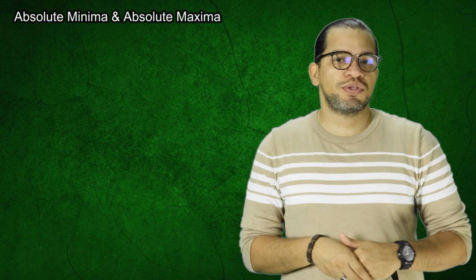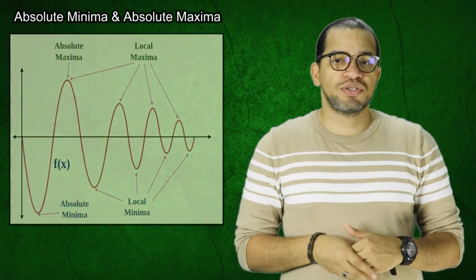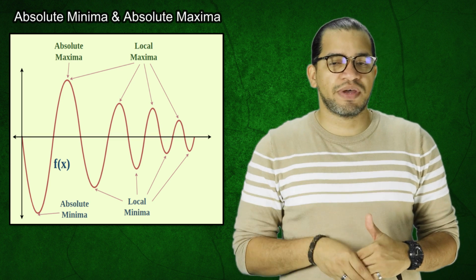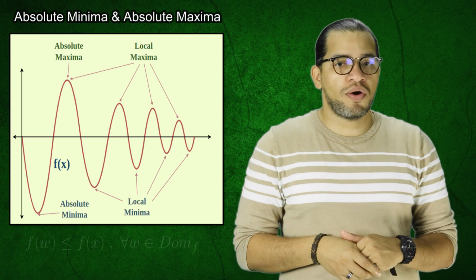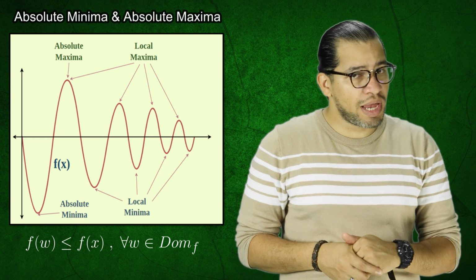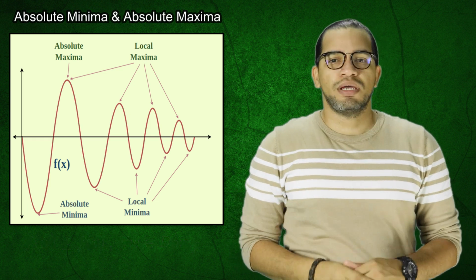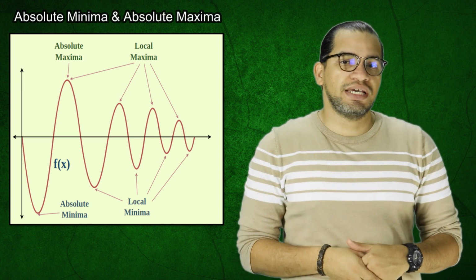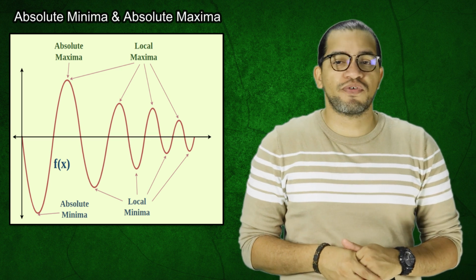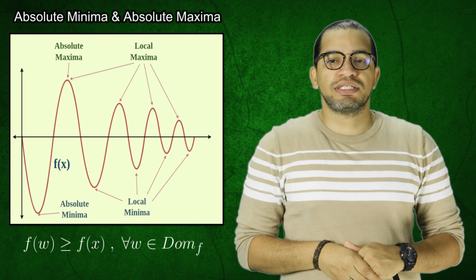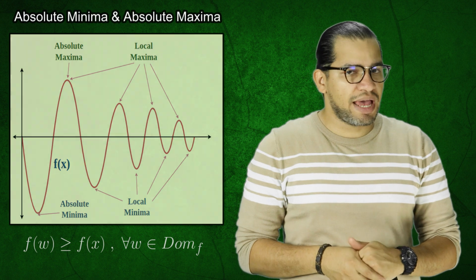Now we're going to talk about the concepts of absolute minima and absolute maxima. We say that a function f has an absolute maximum at (x, f(x)) if, given any other point w in the domain of f, f(x) is greater than f(w). Analogously, we say that the point (x, f(x)) represents an absolute minimum for the function f if, given any point w in the domain of f, f(x) is less than f(w).